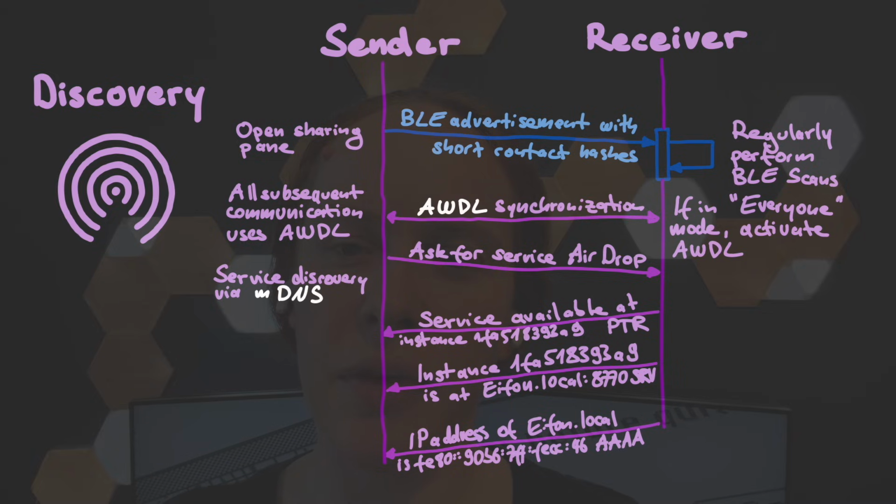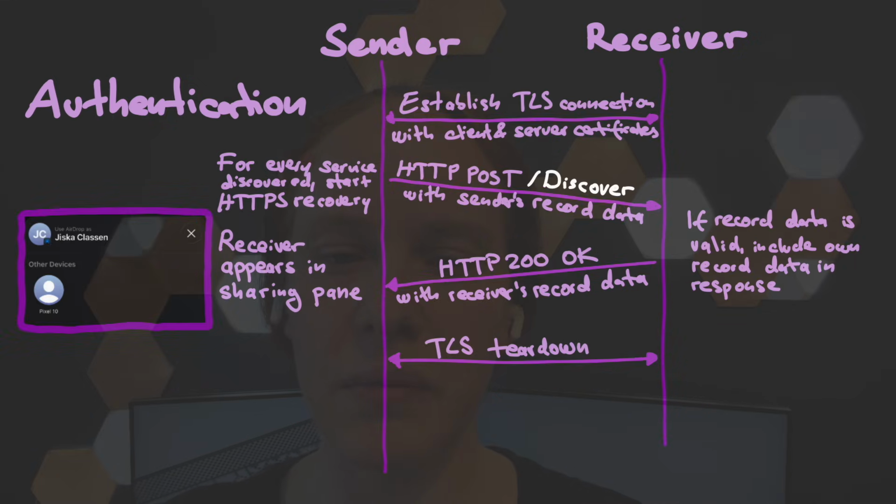How does AirDrop even work? Devices first discover each other over Bluetooth Low Energy and then synchronize over AWDL. Then the sender runs an mDNS service discovery to find where the AirDrop service is. Once the sender found the service, they connect to the receiver with TLS. Here we have three phases.